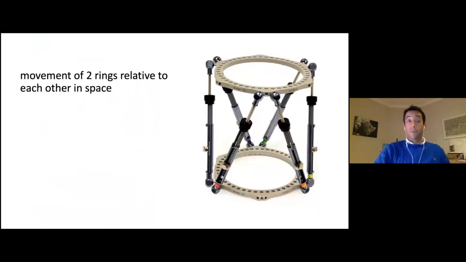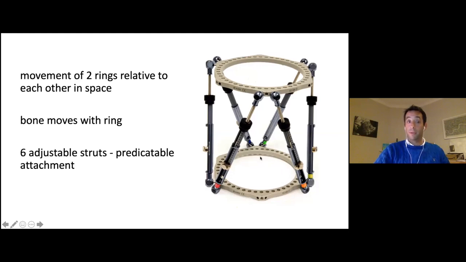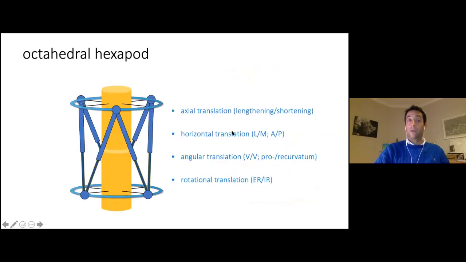So it is the movement of 2 rings relative to each other in space. Each segment of bone moves with a ring. So you'd have 2 rings here, a segment above, a segment below. The 6 struts usually have a predictable attachment to the rings, and it allows movement in all directions.